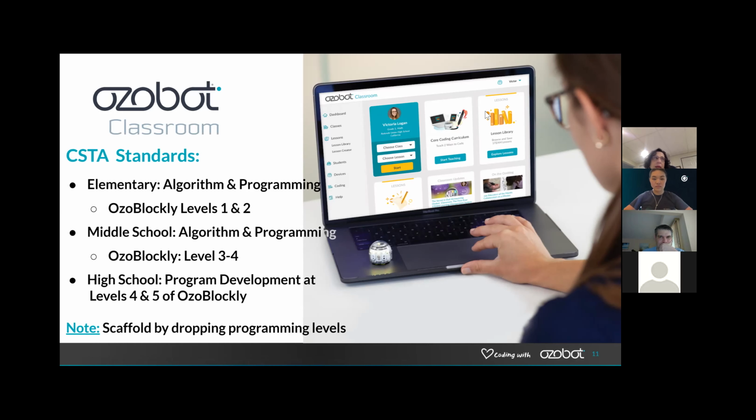So if they need to scaffold, like you have some shy students or younger students, you can drop the programming levels. But I think what really worked was using code.org as a place where if they got stuck, they could go back to some of the problems that they had in their account for code.org and see how those scenarios compared to the scenario that they're in. So I saw a lot of students doing that.